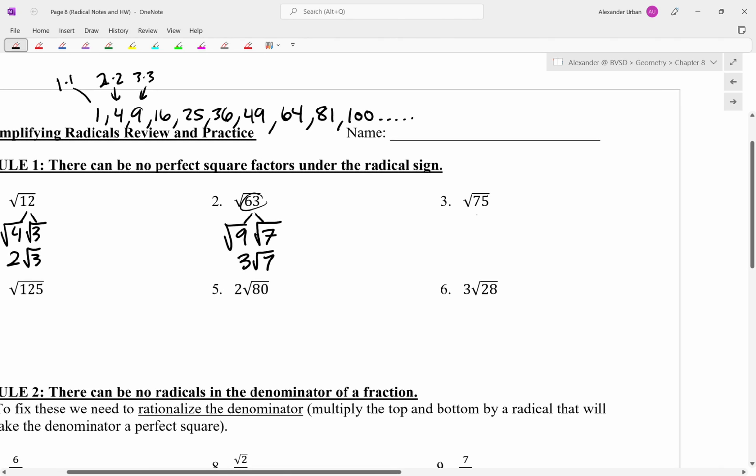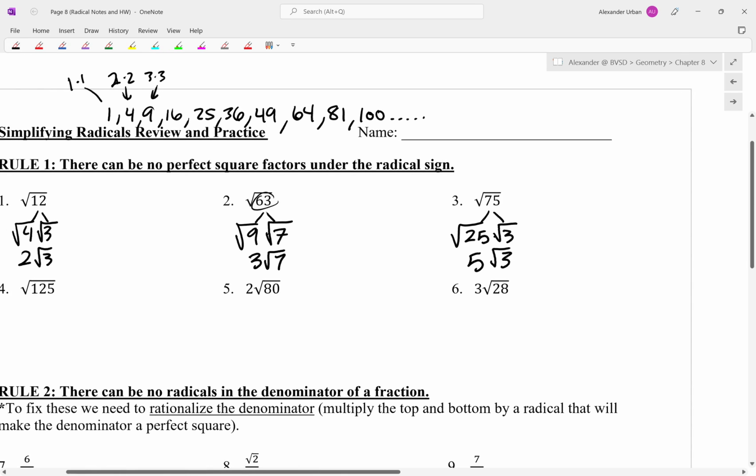Number 3 is 75, and in 75 there should be a 25. That's the largest perfect square. And then we're going to square root both of those individually because 75 was square rooted. And we end up with 5 root 3. 3 has to remain in the square root because it's a prime number. It doesn't have a match.